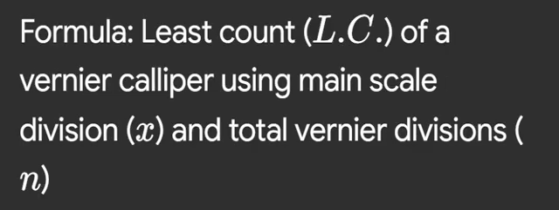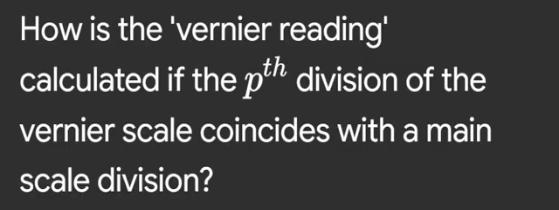Okay, here they have asked you the formula. So you have to write down the formula of a least count of a vernier caliper using main scale division, which is denoted by X, and total vernier divisions, which is denoted by N. Ninth is, here it's written concept, vernier constant. So they will ask you a question on what is a vernier constant, or define a vernier constant. 10th question is on your screen.